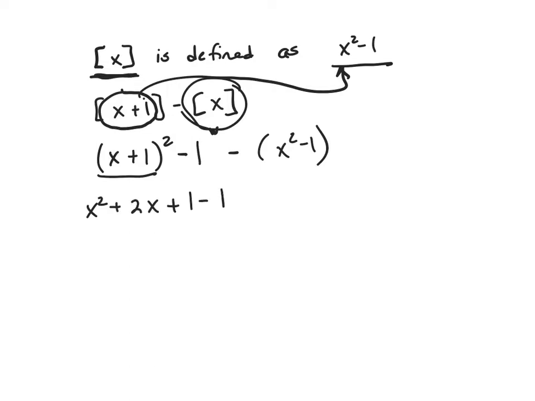Bring down the minus 1. Distribute the minus sign. And let's see what's left over. Those fall out. And these 1's cancel out. I'm left with 2x plus 1. And that's the answer.